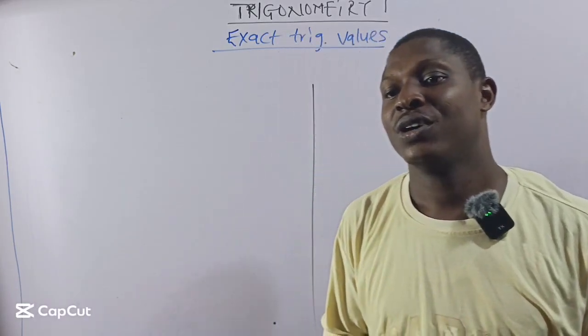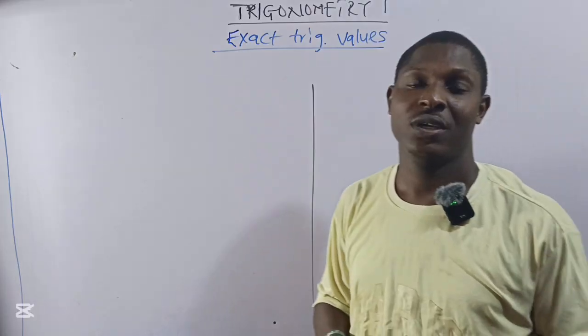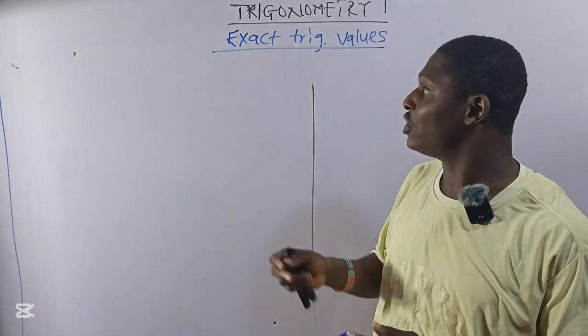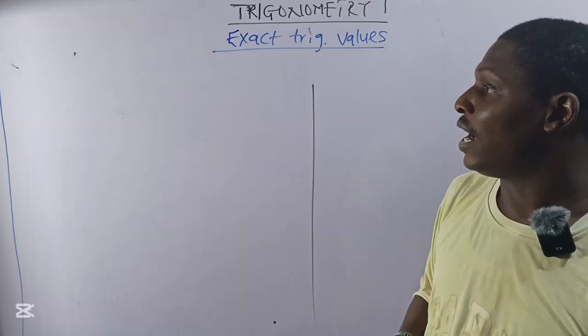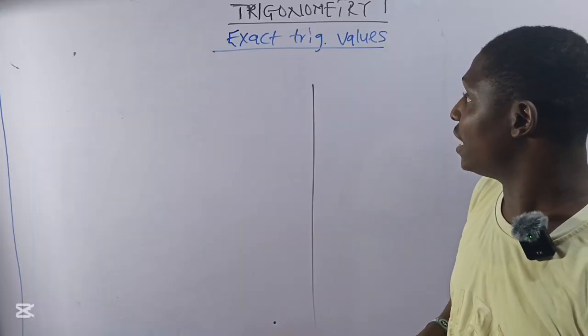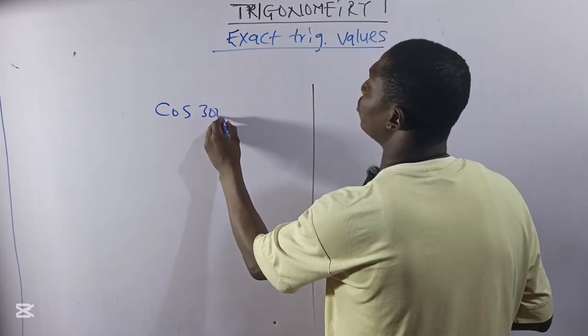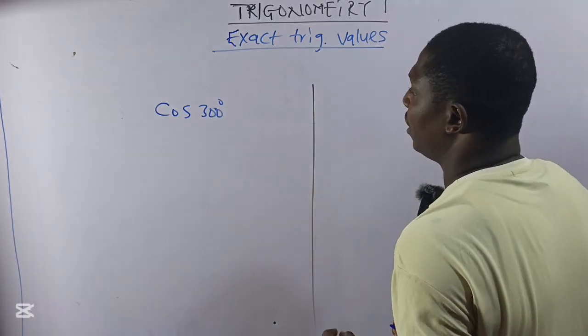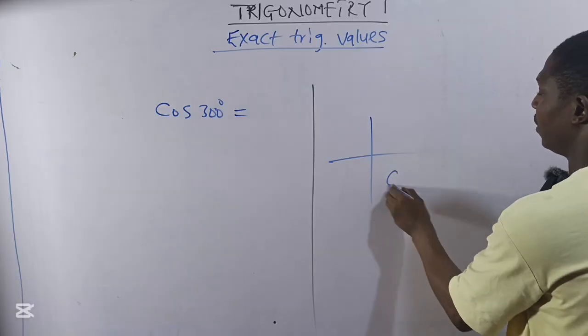Welcome back, everyone. Today we'll be looking at exact trig values, and the reason I'll be doing this is because we made a little change in our last two videos, where we were talking about cos 300 degrees, and we know cos 300 happens to be in the fourth quadrant.